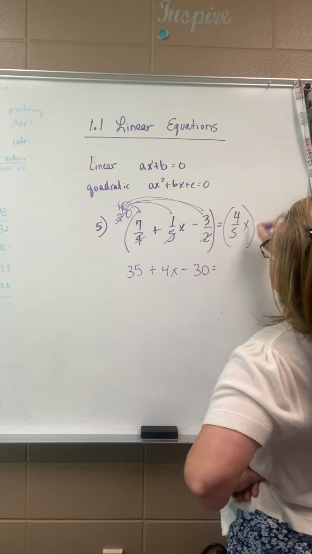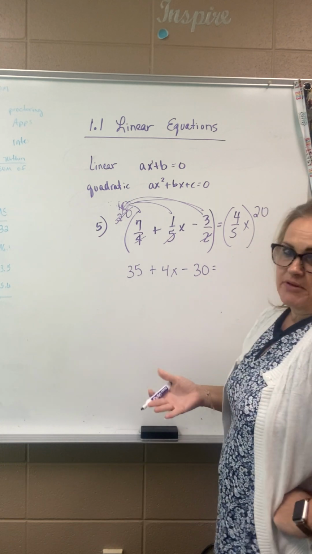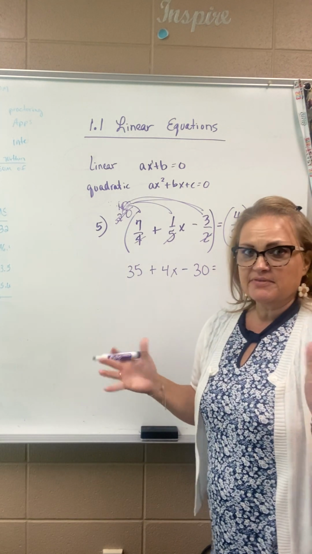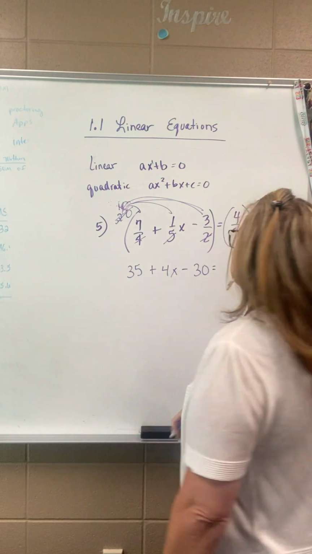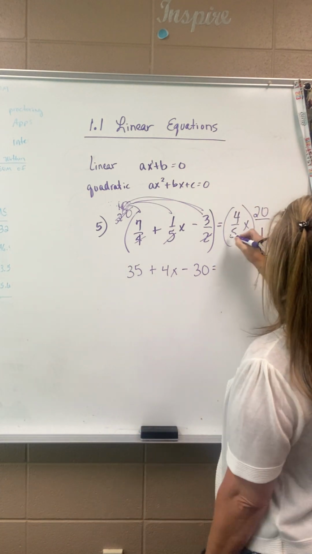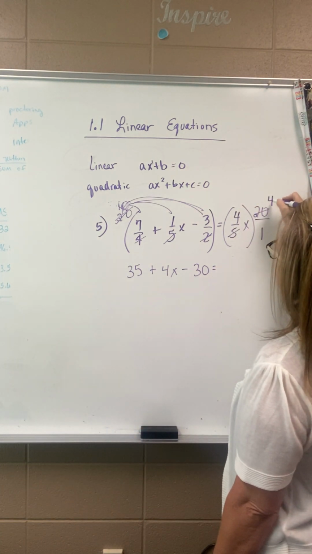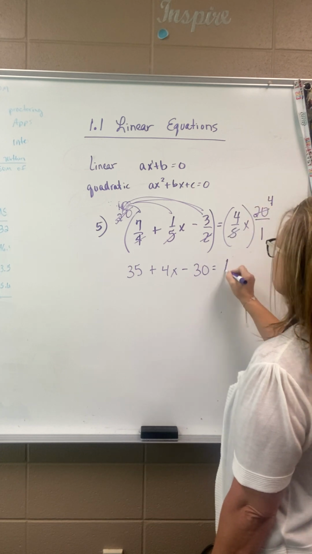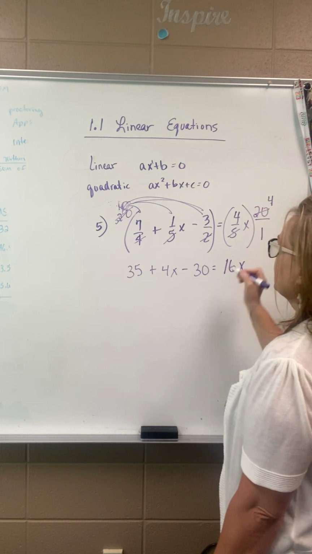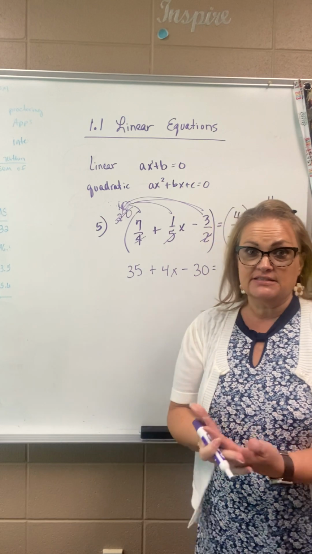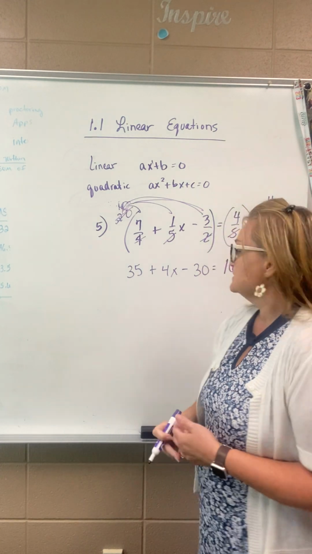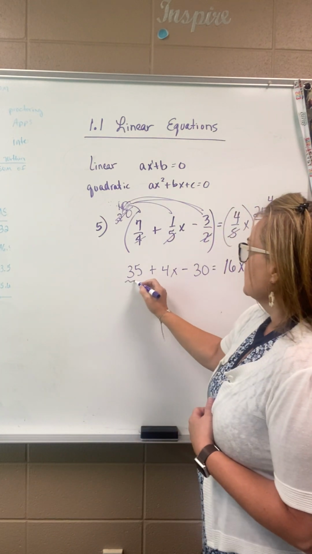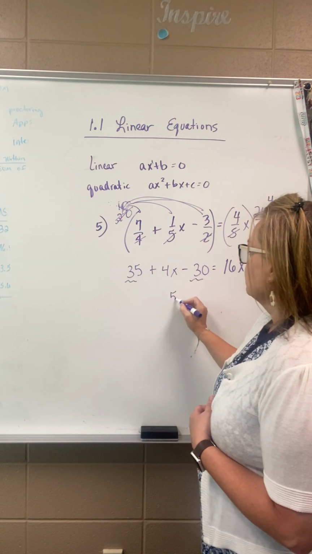On this side, you also have to apply the LCD to keep the balance. So multiplying each side by the same thing is critical to the concept here. So 20 over 1, you divide diagonally, 4. 4 times 4 is 16, and don't forget your x. Okay, so that's the strategy to clear your fractions. Combine any like terms. 35 and minus 30 is 5.